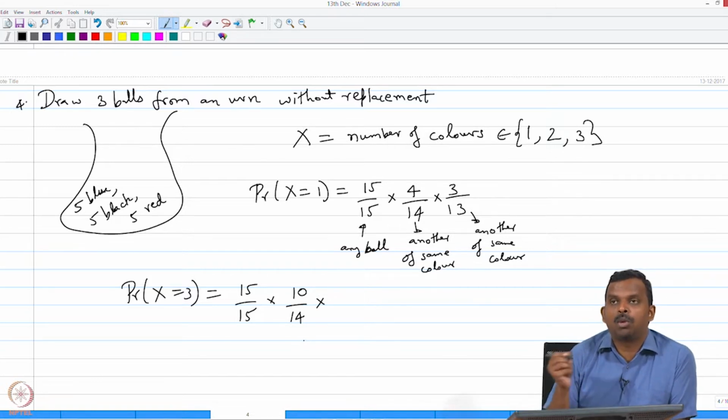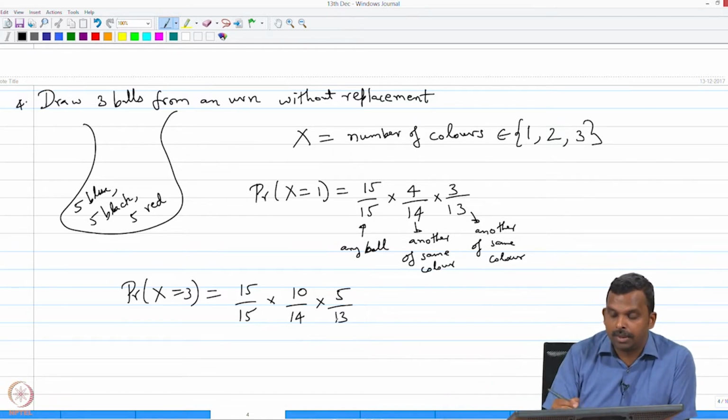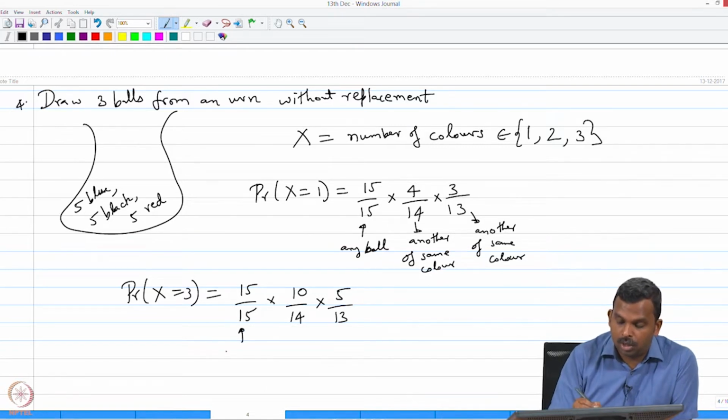And then I have picked 2 balls, they are all of 2 different colors. Now, the third ball should be the third color. How many are left there? 5 by 30. Okay. So, this is how you compute this. Once again, what is the logic here? This could be any ball, the second of another color. Okay, this is third color.